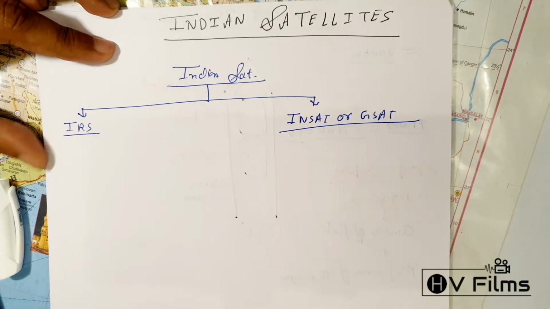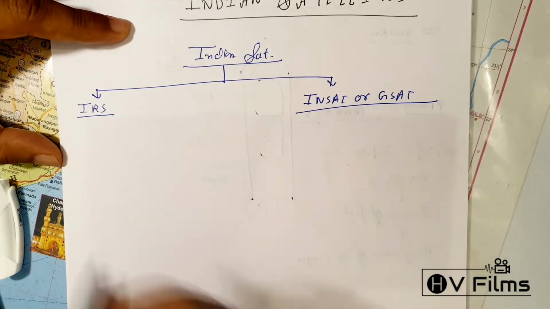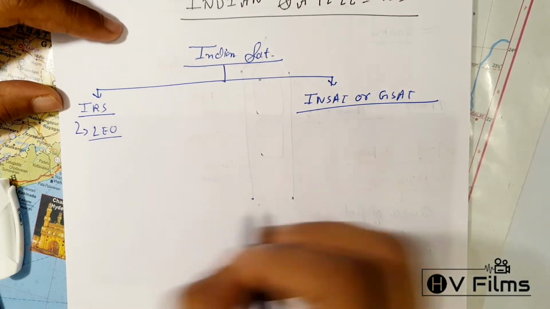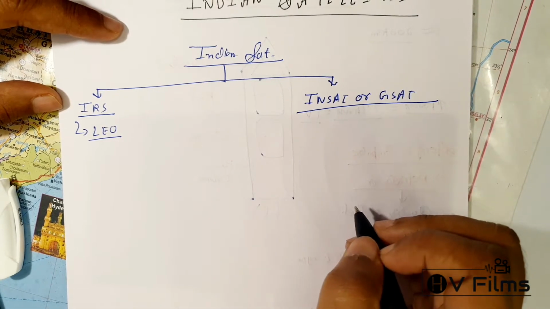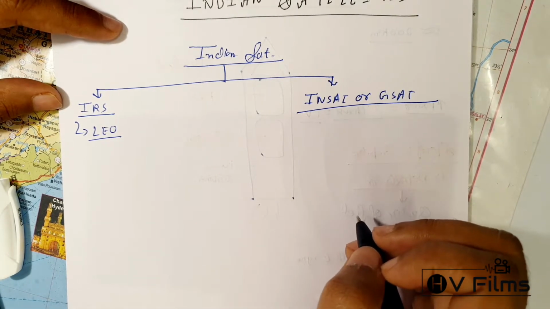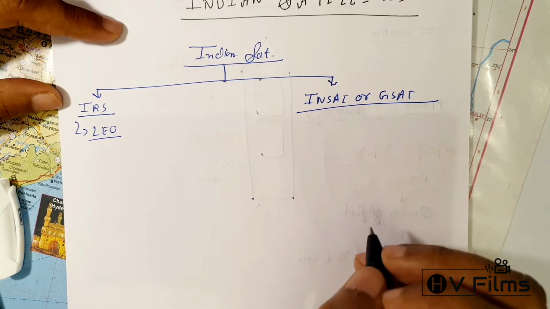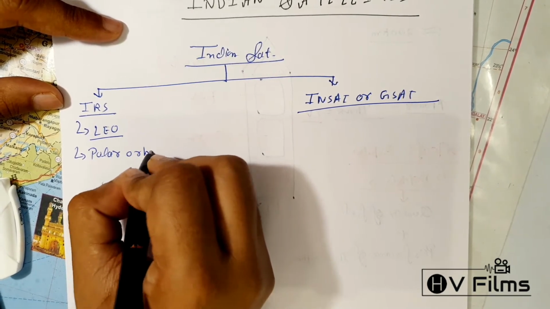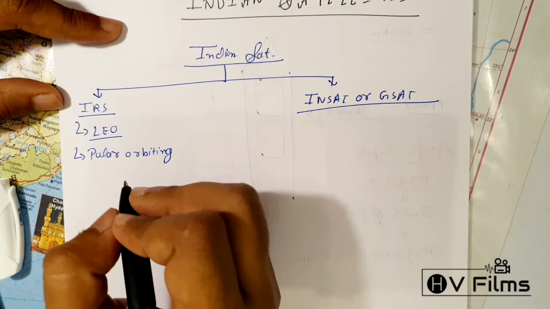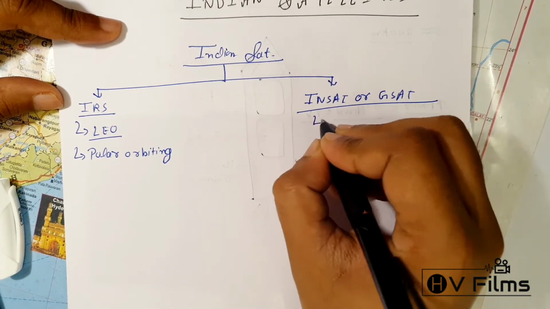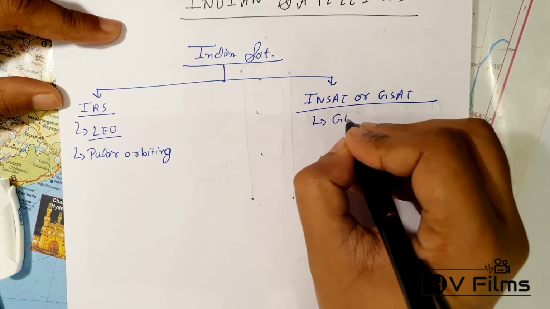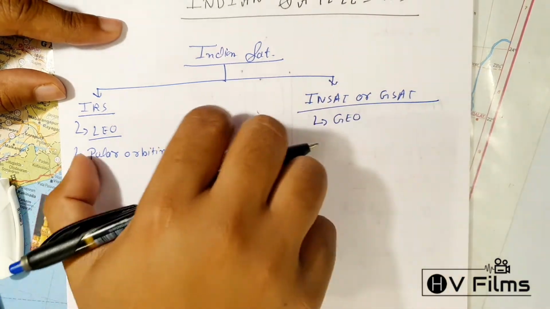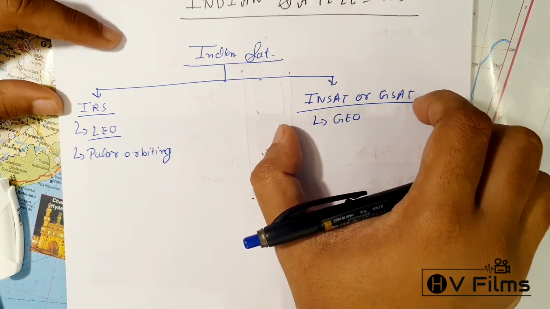The IRS, the Indian Remote Sensing Satellite, is generally placed in the low Earth orbit, the LEO. As we have already discussed, the LEO is at a height of about 400 to 2000 kilometers, and more importantly, these satellites are generally polar orbiting. On the other hand, the INSAT satellites are generally placed in the geosynchronous or geostationary orbit. So I'll discuss the IRS first and then the INSAT.